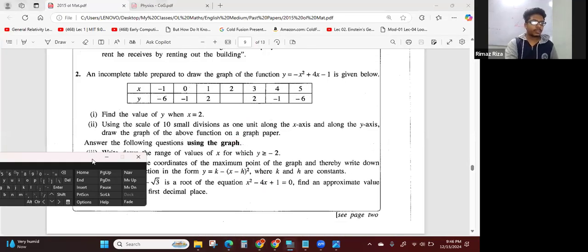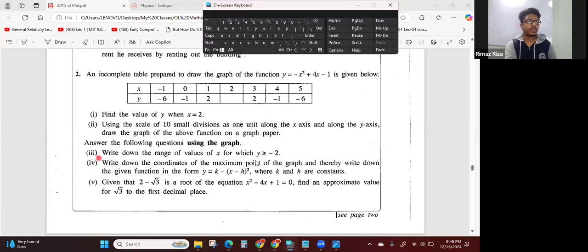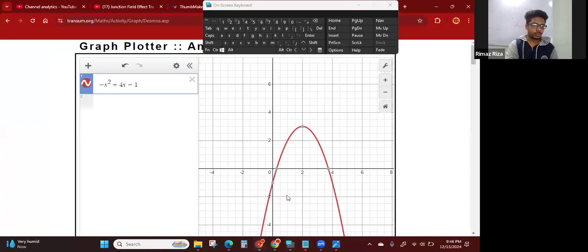Write down the range of values of x for which y is greater than or equal to minus 2. Okay, so you have to write the range of values of x for which y is greater than or equal to minus 2.